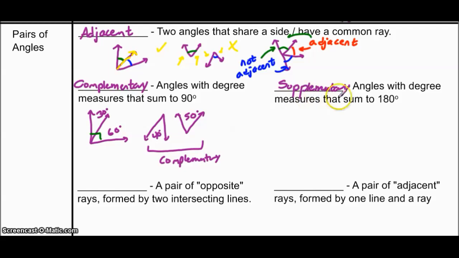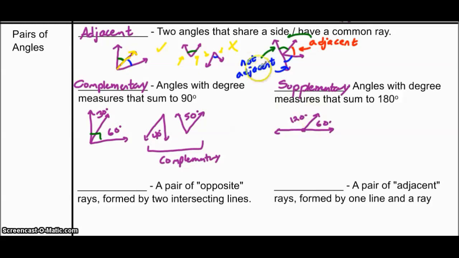On the other hand, supplementary angles are angles that sum to 180 degrees. So think about a straight angle. A straight angle is 180 degrees right here. And let's split that into maybe a 120 degree angle and a 60 degree angle.